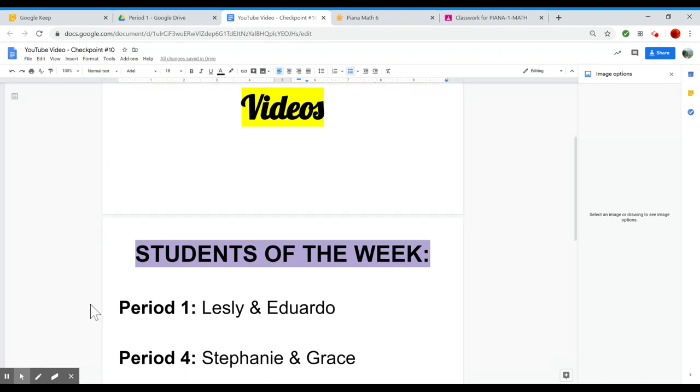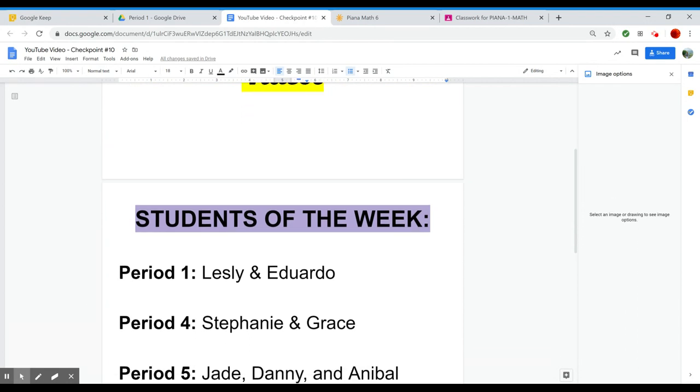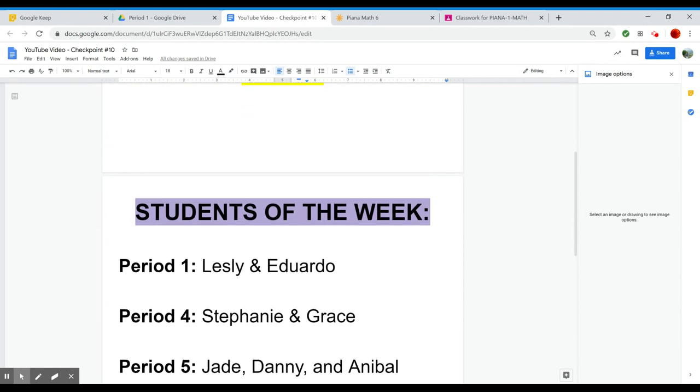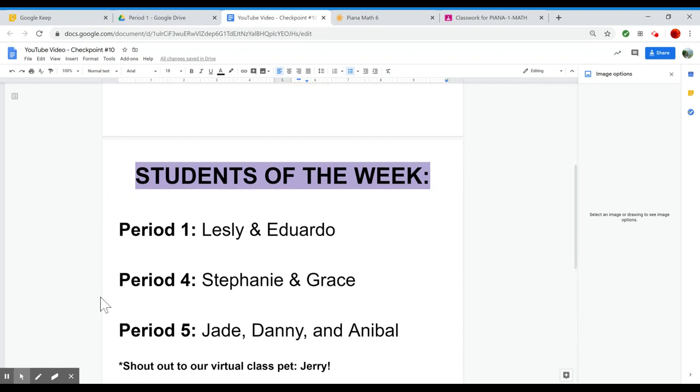And then from period 5, for the first time ever, we have 3 students of the week. We have Jade, Danny, and Anibal. Awesome job working on those checkpoints. Jade, you got all of yours green by the end of the week. That is really impressive. Danny, thank you so much for working hard, fixing all those checkpoints. And Anibal, amazing job passing that focus area on Friday. Really proud of all 3 of you. And of course, we can't forget our shout out to our virtual class pet, Jerry.